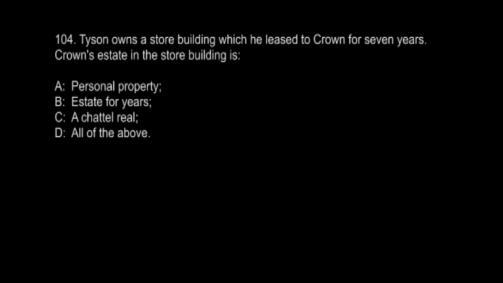104. Tyson owns a store building which he leased to Crown for 7 years. Crown's estate in the store building is: A, personal property; B, estate for years; C, a chattel real; D, all of the above.